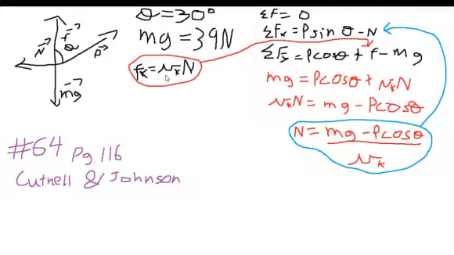Friction equals mu times normal force, and we plug that into this over here. Then we get mg equals P cosine theta plus mu k N. We use our algebra. We get mu k N equals mg minus P cosine theta. Then you get N equals mg minus P cosine theta over mu k. Then we plug that in to our first formula over here.